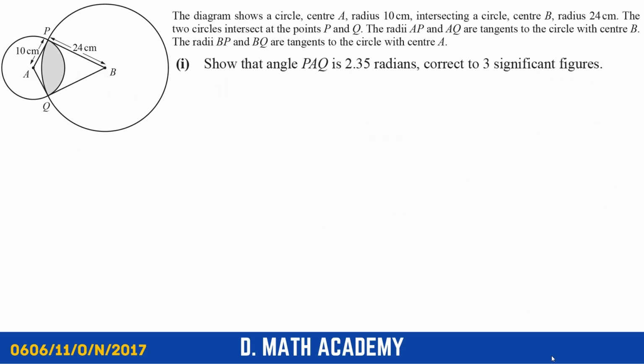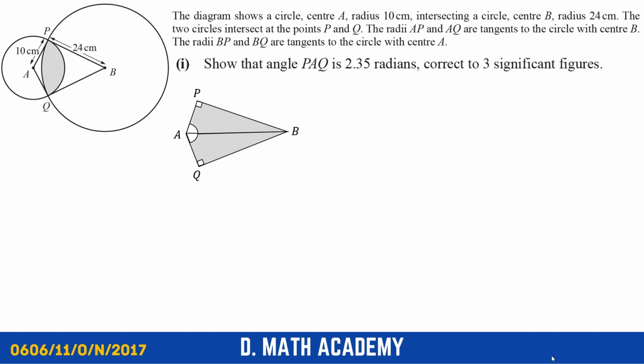Moving on to example 2, they ask you to show that angle PAQ is 2.35 radians corrected to 3 significant figures. So let's go through the information given to us. They say that the radii are 24 and 10, and they form a tangent. So what this means is that I can now transfer the shape and interpret it as above. AP value is 10, PB is 24, and AQ is 10, QB is 24. And the tangent that they mentioned represents the 90 degrees over there.